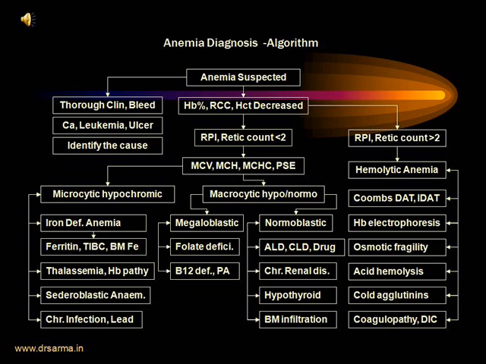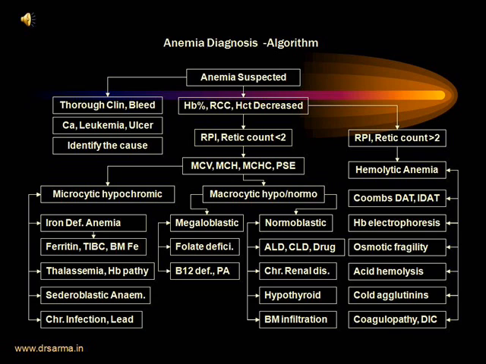Then, if it is macrocytic normoblastic, we have to consider alcoholic liver disease, chronic liver disease, drug-induced bone marrow depression, chronic renal disease (CKD), hypothyroidism, and bone marrow infiltration, which also cause normocytic, macrocytic, hypochromic or macrocytic normochromic anemia.